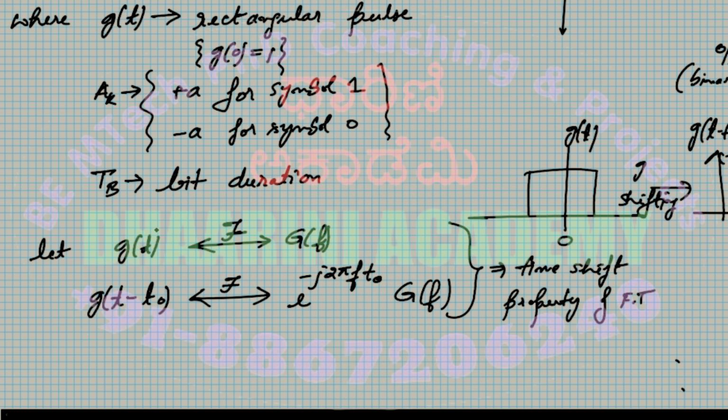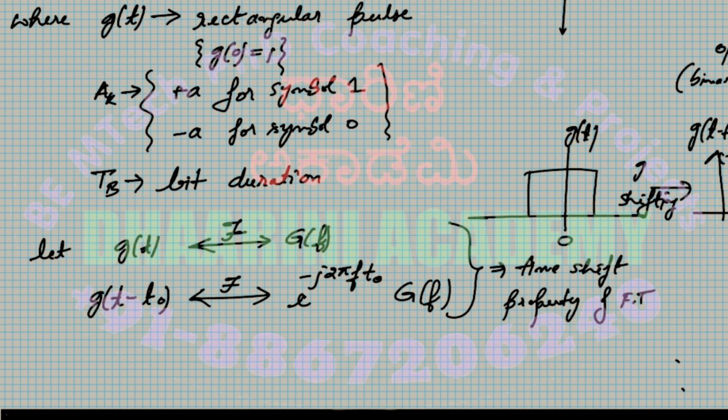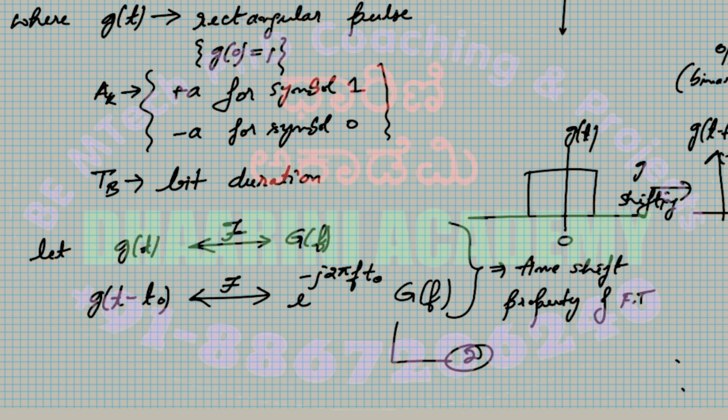So that is, g of t has G of f, and g of t minus t naught will have its Fourier representation as e to the minus j 2 pi f t naught into G of f. Okay, that's what this is. Let me call this equation number 2.